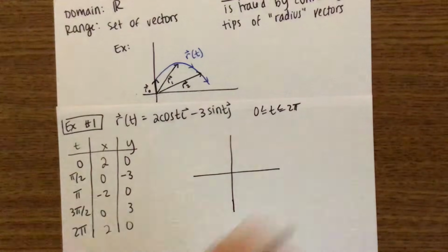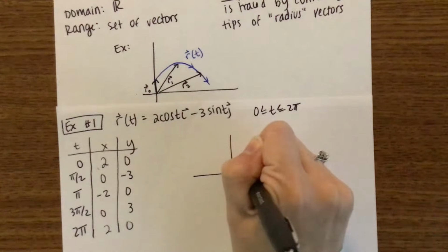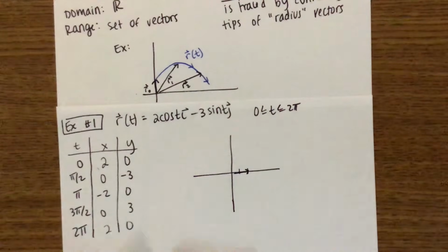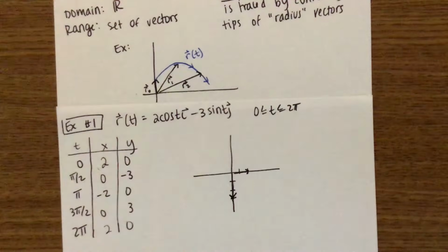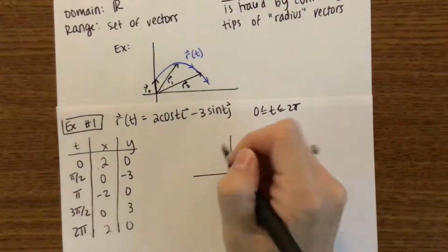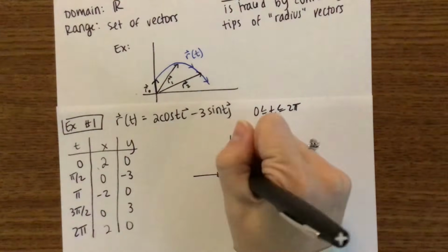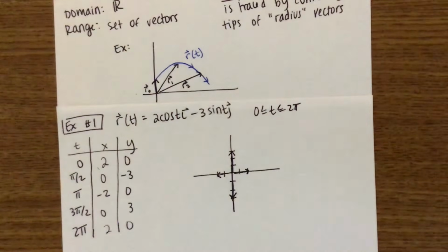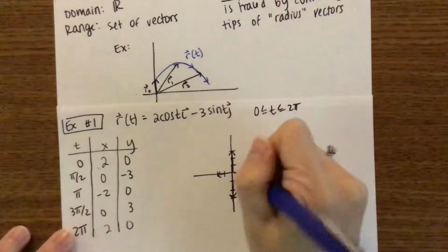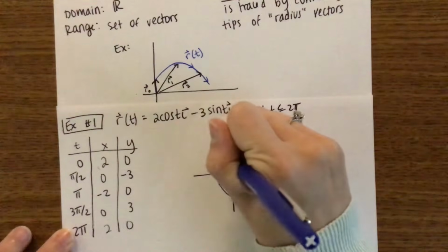Okay, so now we have to graph all of these vectors. First vector is 2, 0. That's that vector. 0, negative 3. Negative 2, 0, 0, 3. So what is this going to form? An ellipse. So this is where we started. So we're going to connect the points of our curves, or the points of our radius vectors, rather.